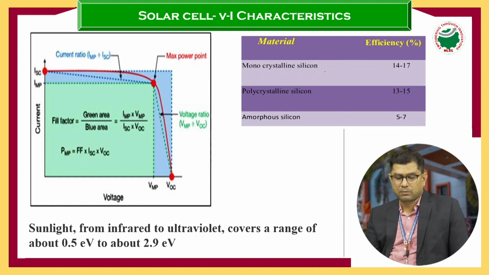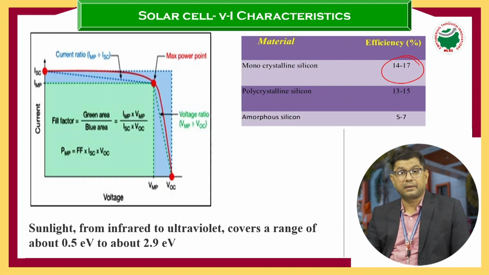So this is about the different types of materials available in nature. When you consider monocrystalline material, what is this efficiency? It is the number of photons incident on the solar panel that are converted into electron hole pairs. Suppose 100 photons are incident on the panel, only 14 to 17 are converted into electron hole pairs. This we already discussed.